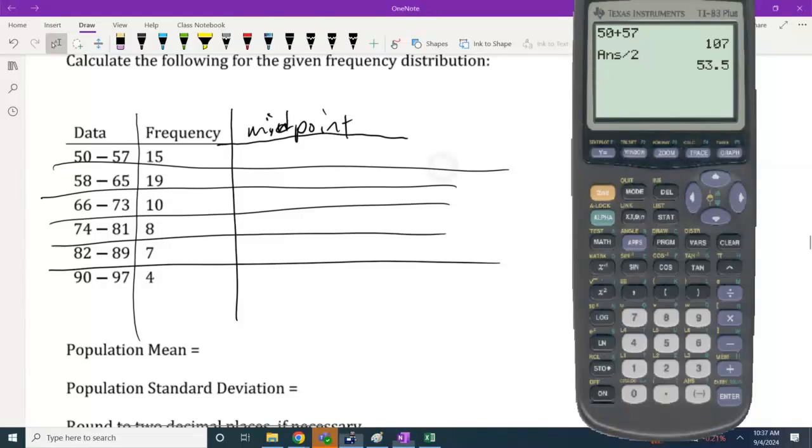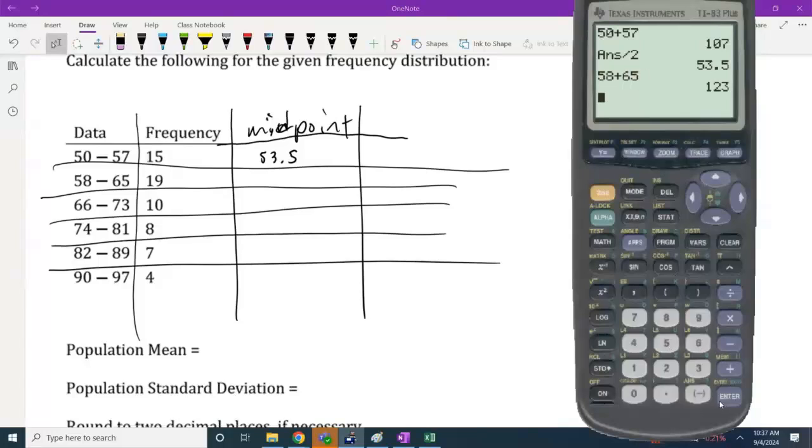So that first midpoint is 53.5. It's something we did the last time. We were calculating the midpoint for that frequency distribution. You could do that for every class, right? I'll do it for the second class.